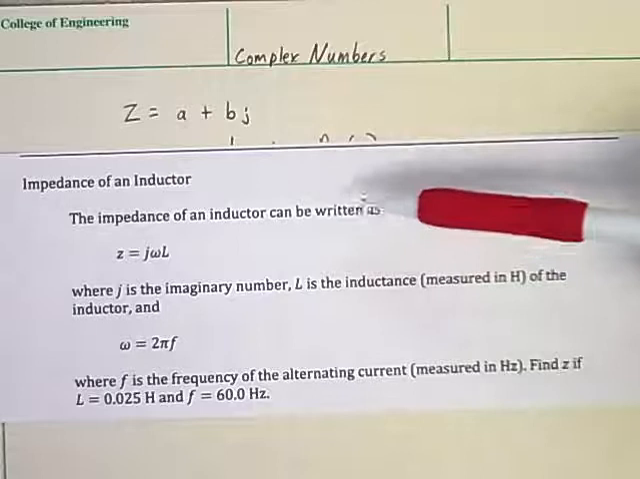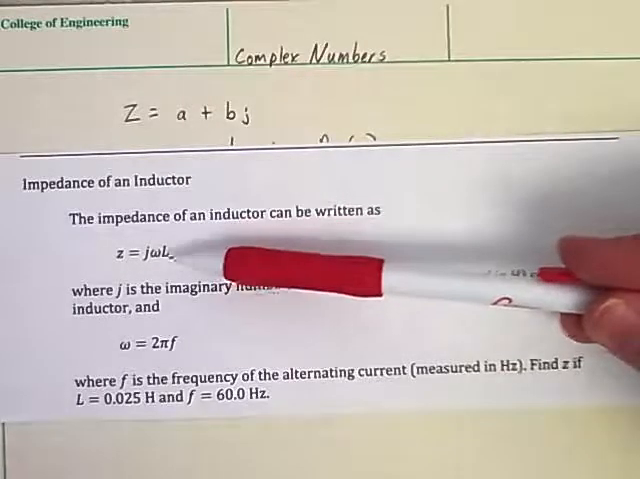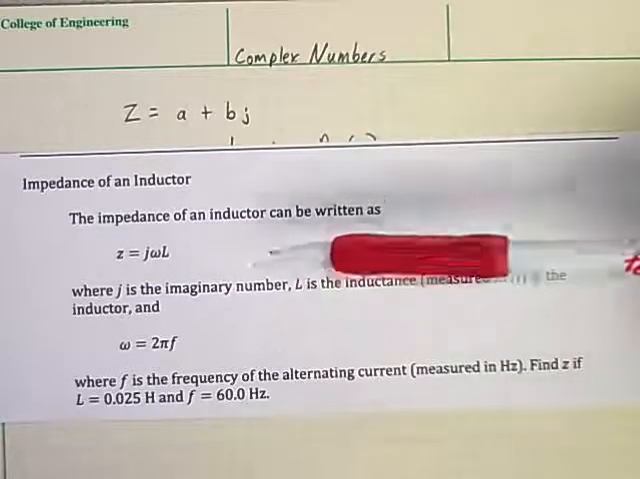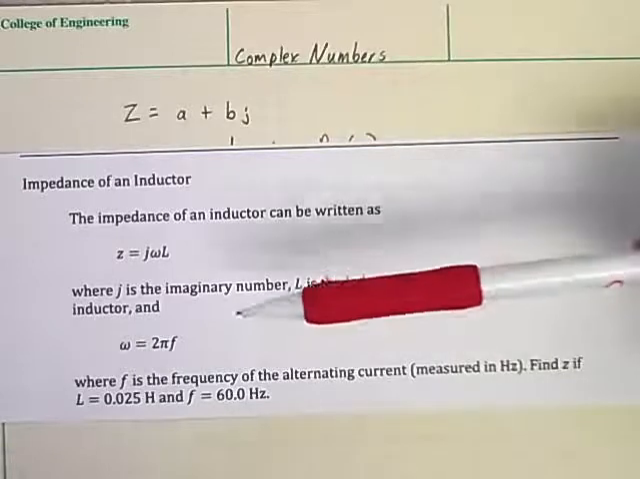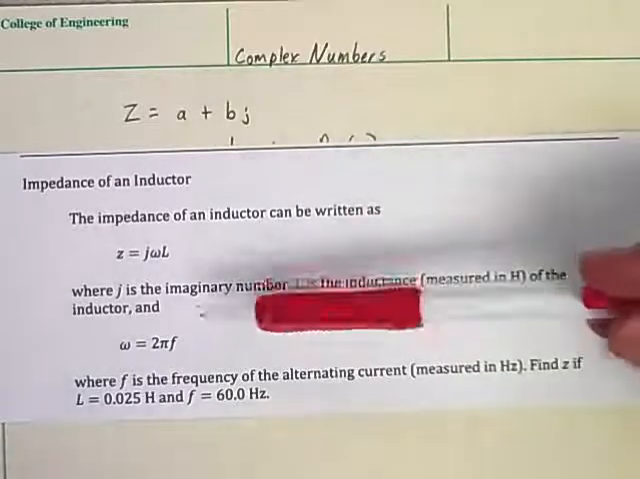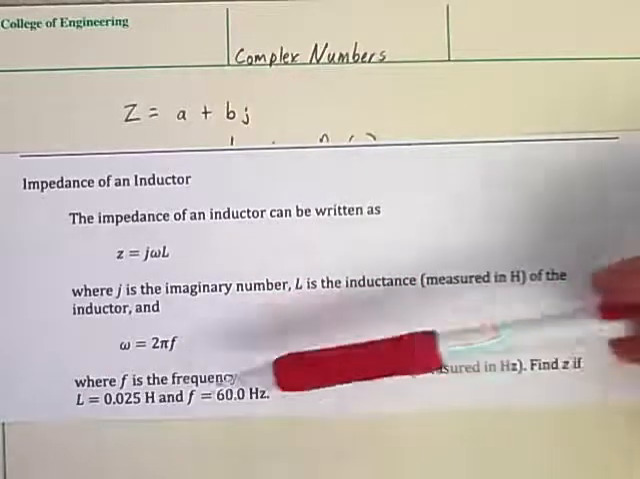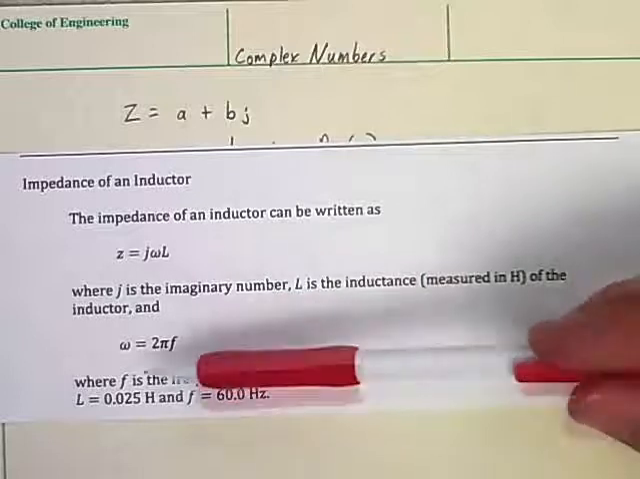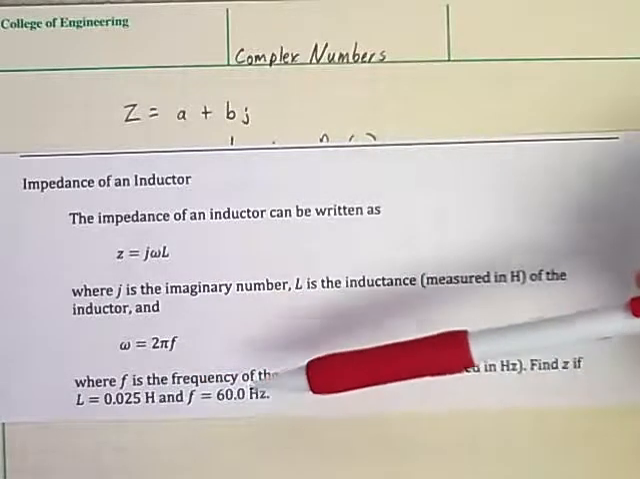We have this impedance of an inductor where Z is equal to J times omega L, where J is the imaginary number, L is the inductance measured in H of the inductor, that's Henrys, and omega is 2 pi times the frequency F of the alternating current measured in hertz. Find Z if L is equal to 0.25 Henrys and F is equal to 60 hertz.